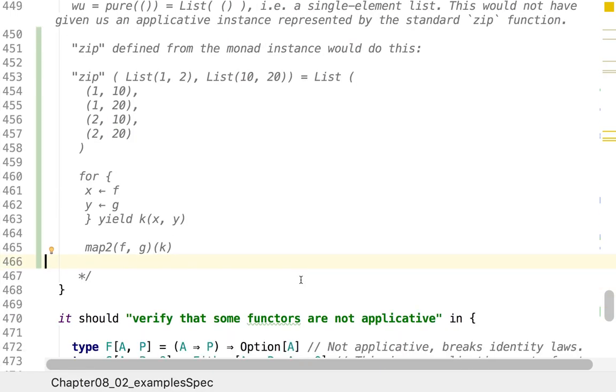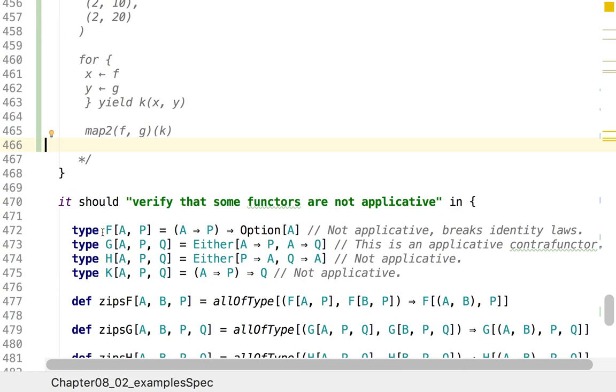Let's see how we can verify that. So I defined these type constructors. I also defined this G, which is, I've just reversed these two arrows. The result is that it's a contrafunctor. It's not a functor anymore, but it's very similar in structure. So now these are our three examples, F, H, and K.